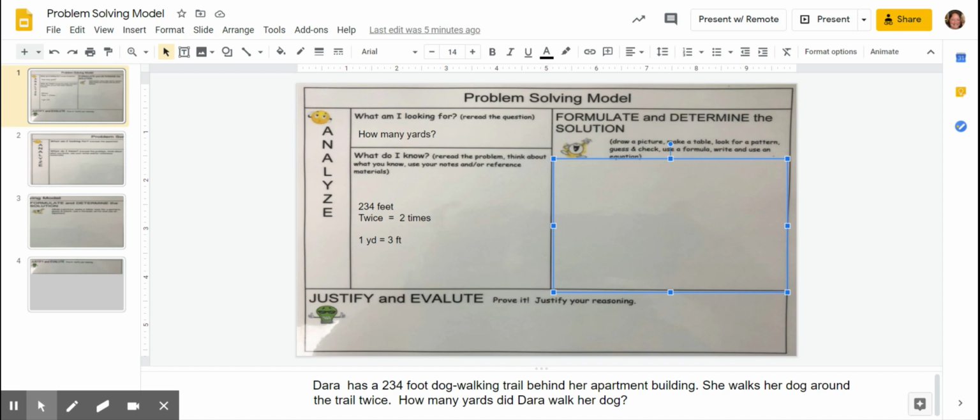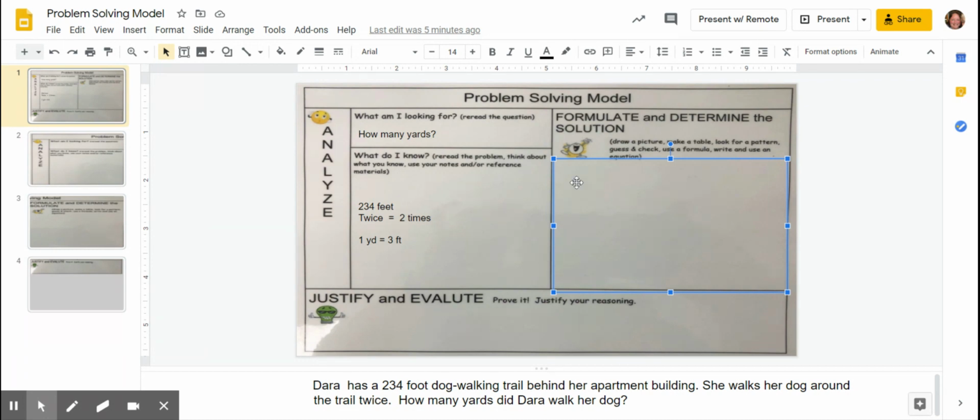Okay, so we now know what we're looking for, and we now have all the information that we need to find it. And now we go over to this section where it says formulate and determine the solution. And remember, that just means figure out a way to solve it.